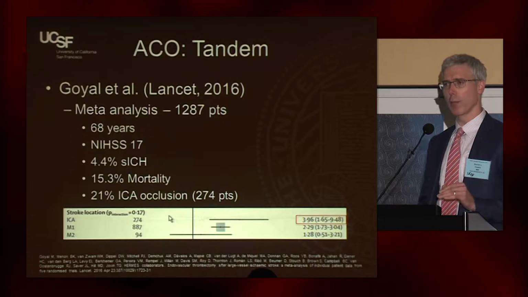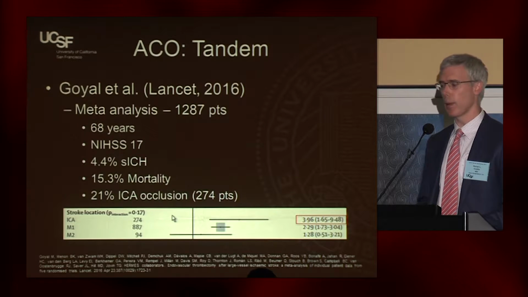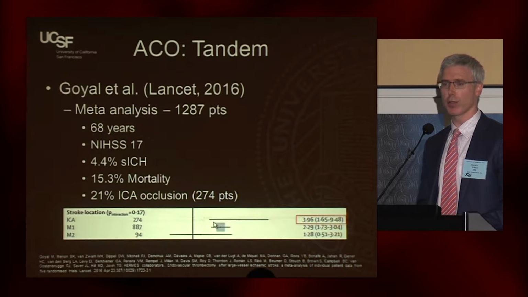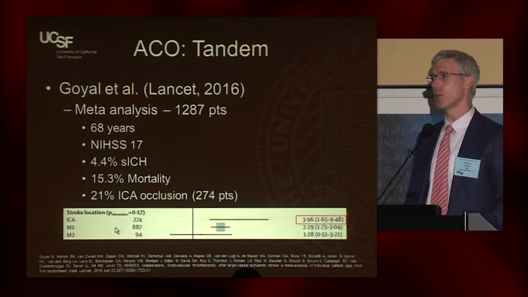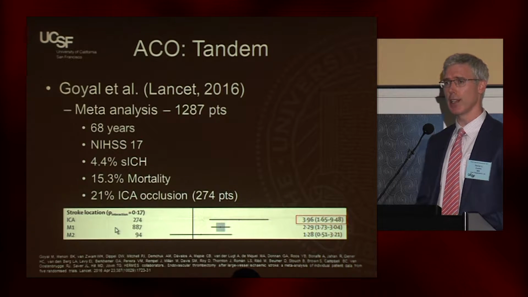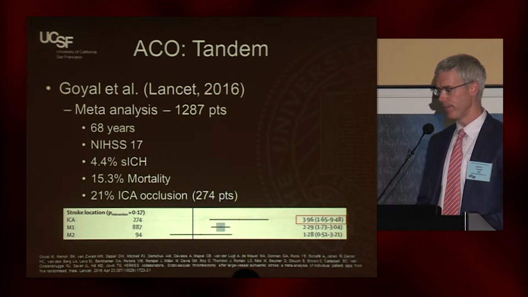And when you look at the pre-specified subgroup analysis in this paper, the biggest impact of mechanical revascularization for acute stroke was in this ICA population. And it underscores how morbid this particular location for occlusion really is, because it affects the entire hemisphere.